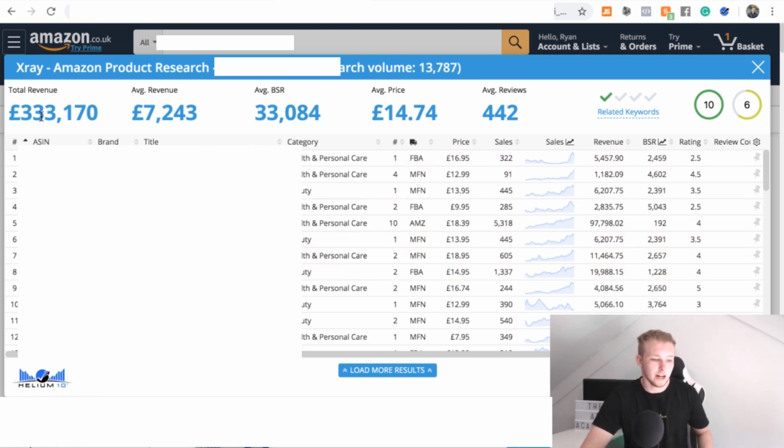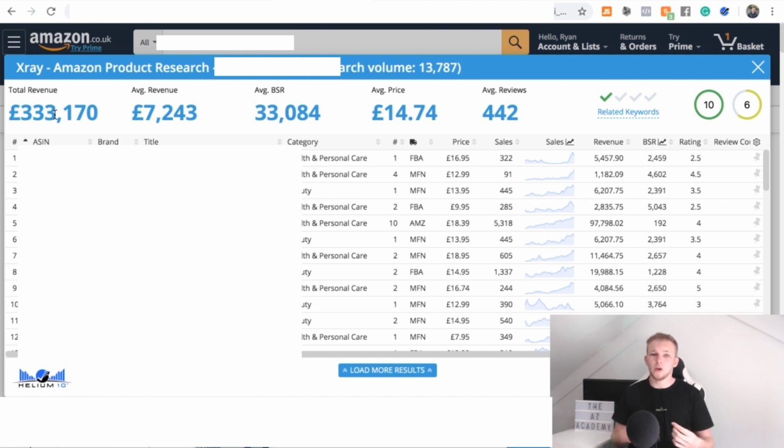So starting off over here for the total revenue, we have around 330,000. Now this is extremely healthy. Normally I would look for anything over 100,000 as a minimum, but being 333,000, £170 dead on, there's definitely enough demand here for us to sell our products. We don't really want to go into any product to sell it if there's not enough demand for the product, if there's not enough people buying it, we're not going to make any sales.